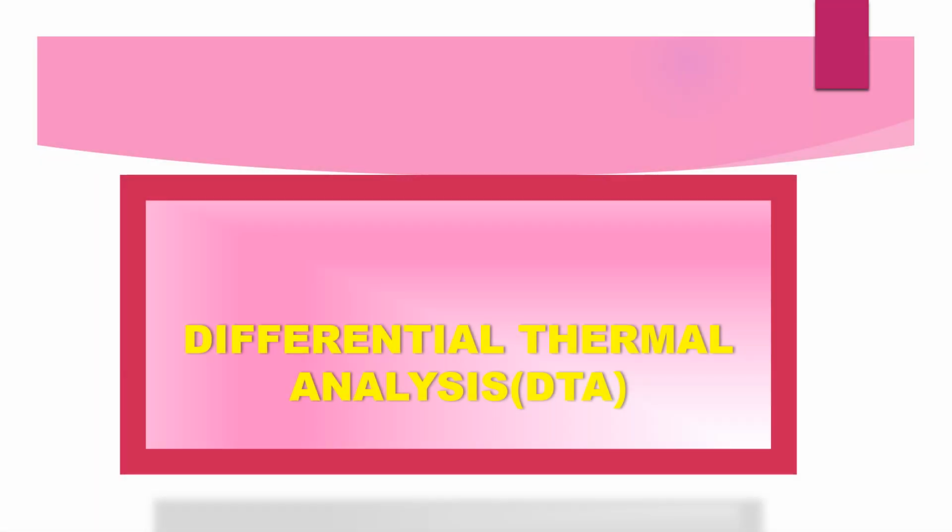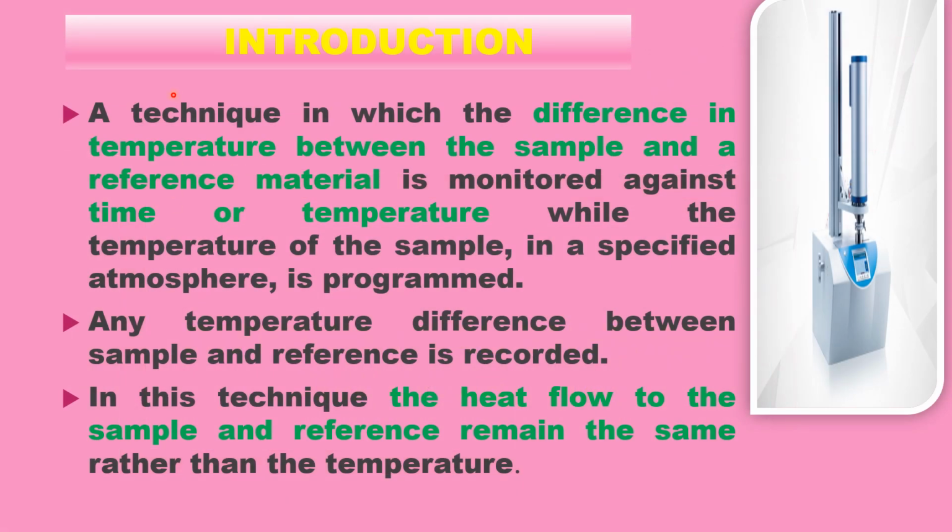Differential thermal analysis, DTA. Differential thermal analysis measures the difference in temperature between the sample and reference material against time or temperature. So it is basically delta T versus T or small t. Delta T is change in temperature against temperature, or small t is time.